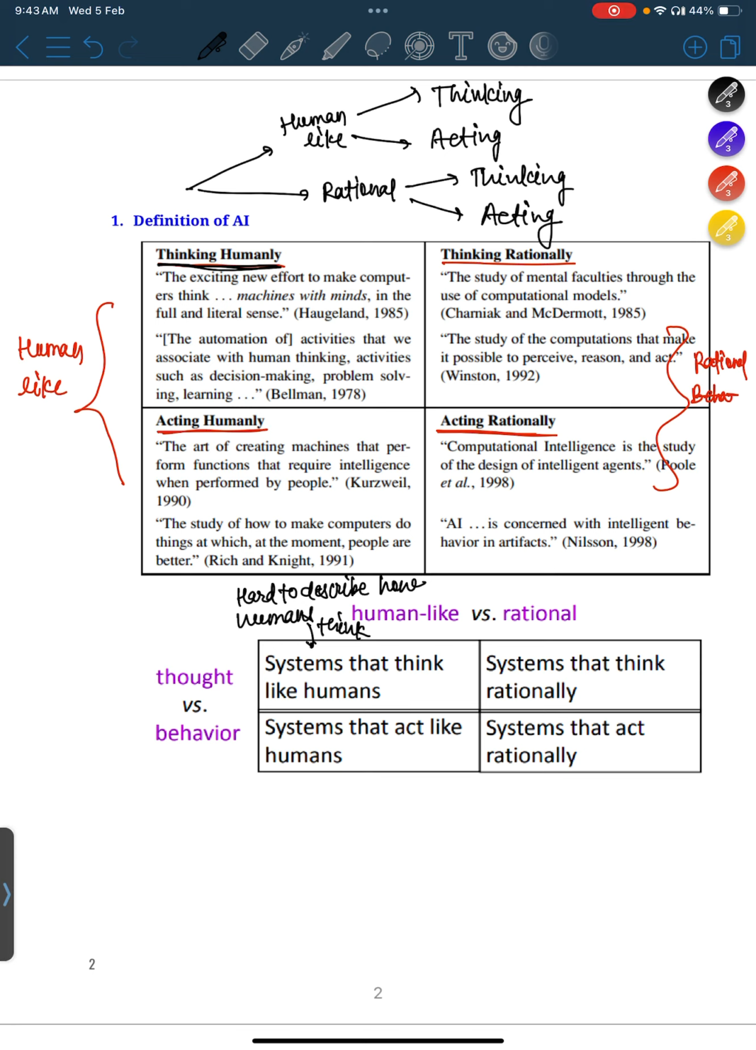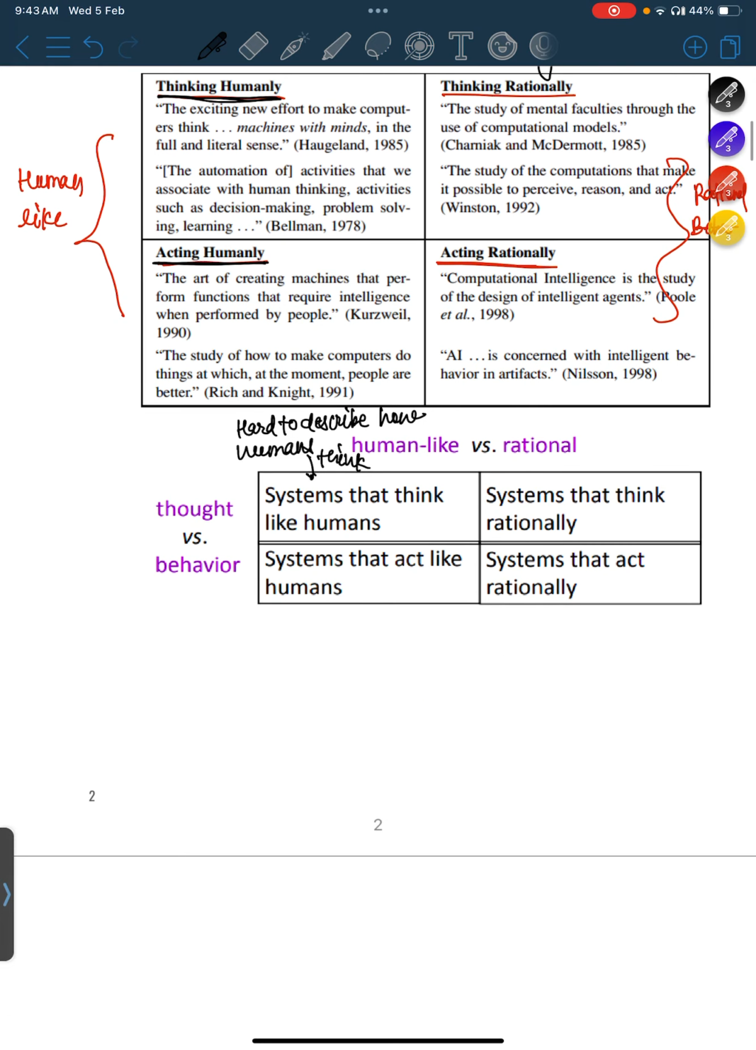So that's one of the limitations you can think of, defining our AI system as a human thinking human. If we don't know how humans think, but we do know how humans act, let's define our systems which act like humans. This is where something called a Turing test comes in.